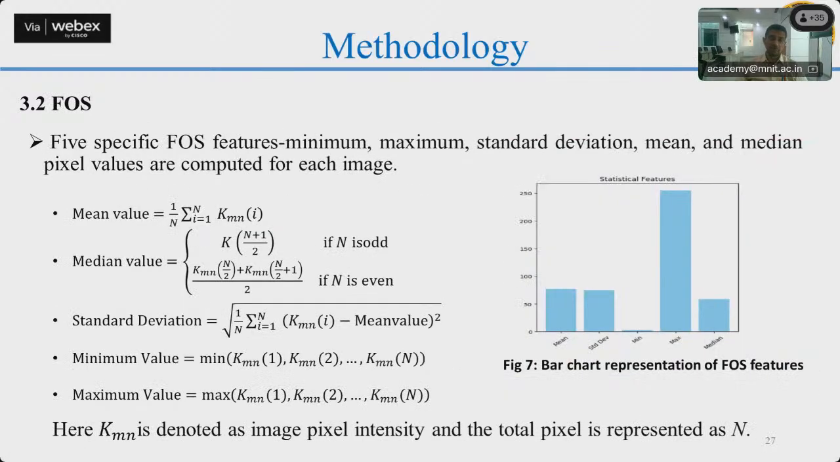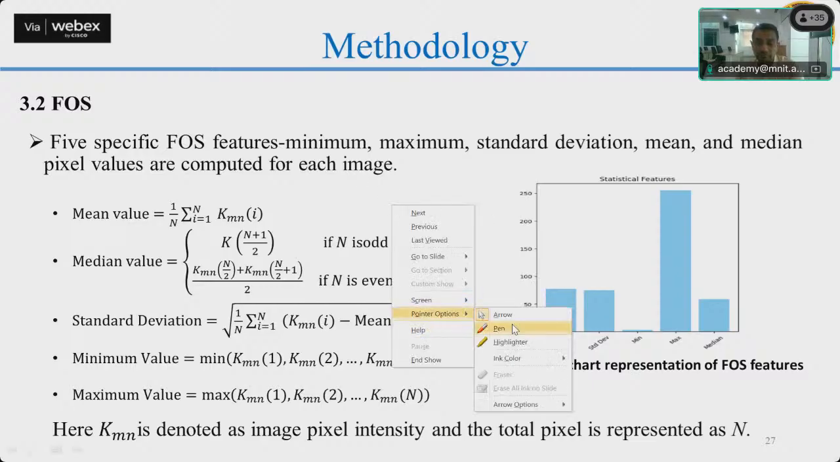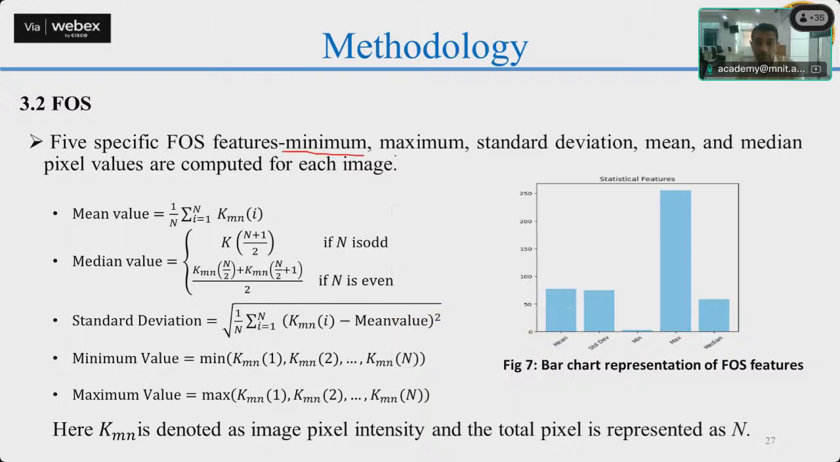So now we talk about the FOS, the first order statistics. And in the first order statistics, what we are going to cover here are the features: minimum, maximum, this 2, this 3 here, this 4 here.